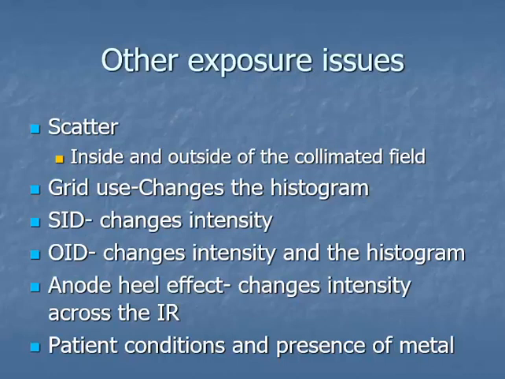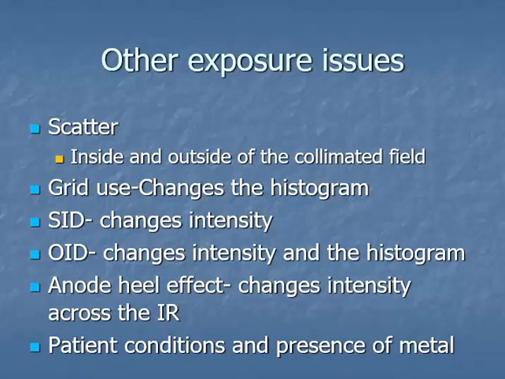So other issues: scatter, both scatter inside and outside of the collimated field. Scatter inside the collimated field, really the ways that you would reduce the amount of scatter inside the collimated field is introduce a grid, or if you wanted to make an adjustment to your technique, you could reduce kVp and increase mAs. Keep in mind that grid use is going to change your histogram. So you may introduce some histogram analysis issues.